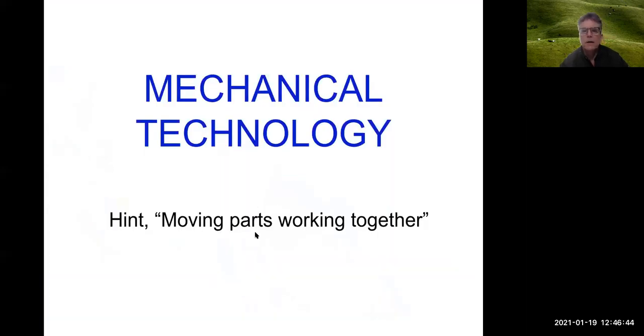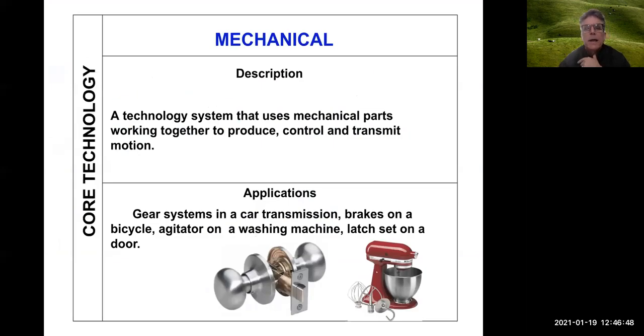Okay, mechanical technology is moving parts working together. Mechanical technology, a system that uses mechanical parts working together to produce, control, and transmit motion. I love that one. Examples are a gear system in a car transmission, brakes on a bicycle, agitator on a washing machine, latch set on a door.